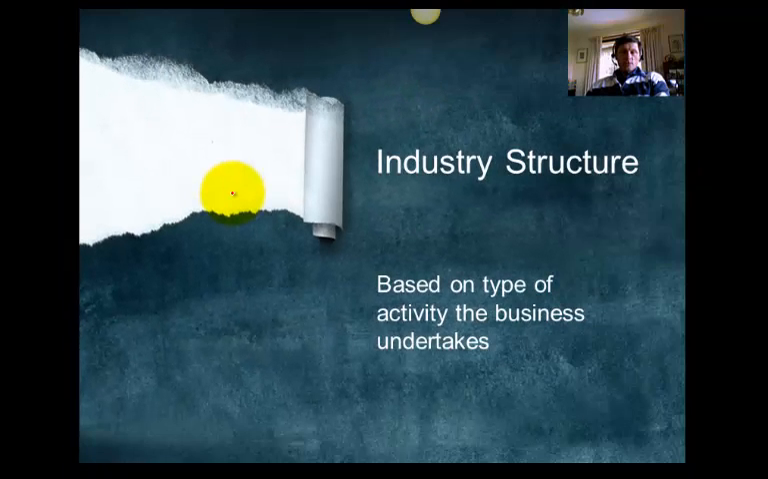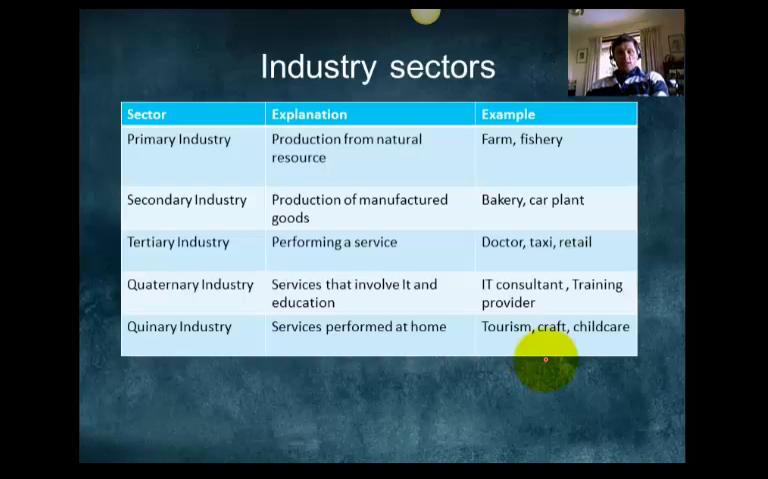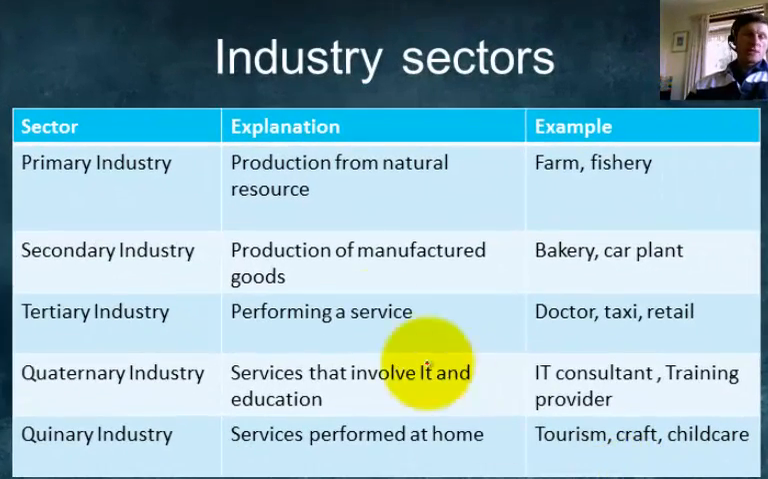Let's look at industry structures. It's based on the type of activity the business undertakes. So we've got 5 sectors here that we could look at. If we are producing from natural resources, a farm, a fishery, or something like that, it's considered to be in the primary industry. Where a production process takes place of manufactured goods, we're in the secondary industry. A bakery can be one example, car plant, engineering firm, that sort of thing.